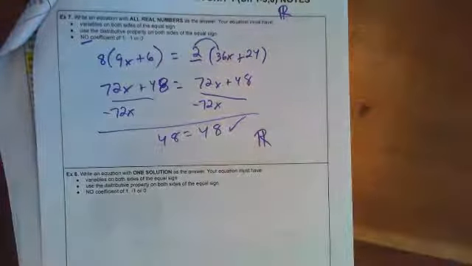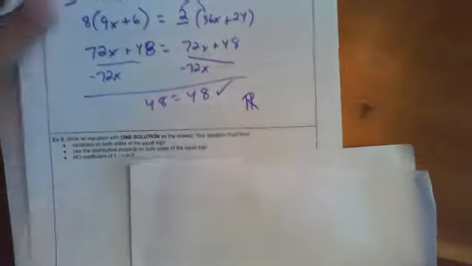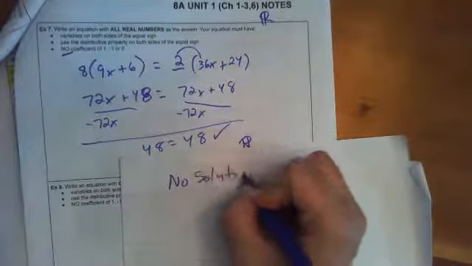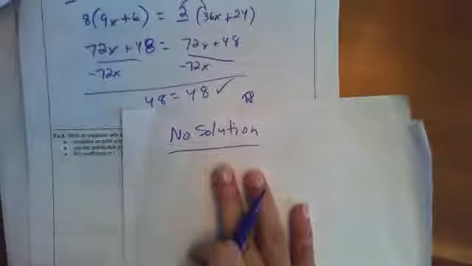I want to show you guys, it doesn't say this on here, but I want you to go a step further, okay? Here it says all real numbers. Let's do one with no solution. Let's just do an extra one, okay? You can grab a piece of paper and do it on the side, wherever you want to.